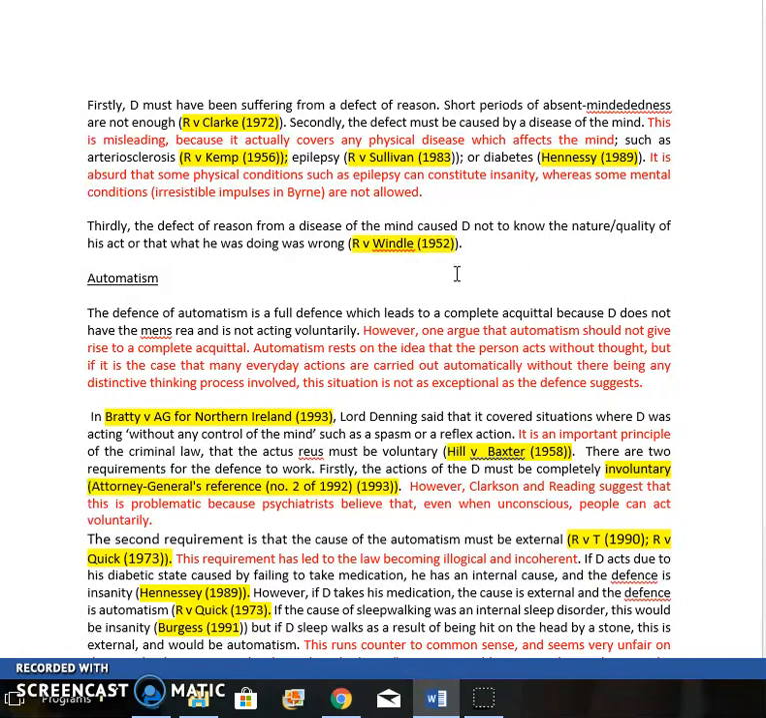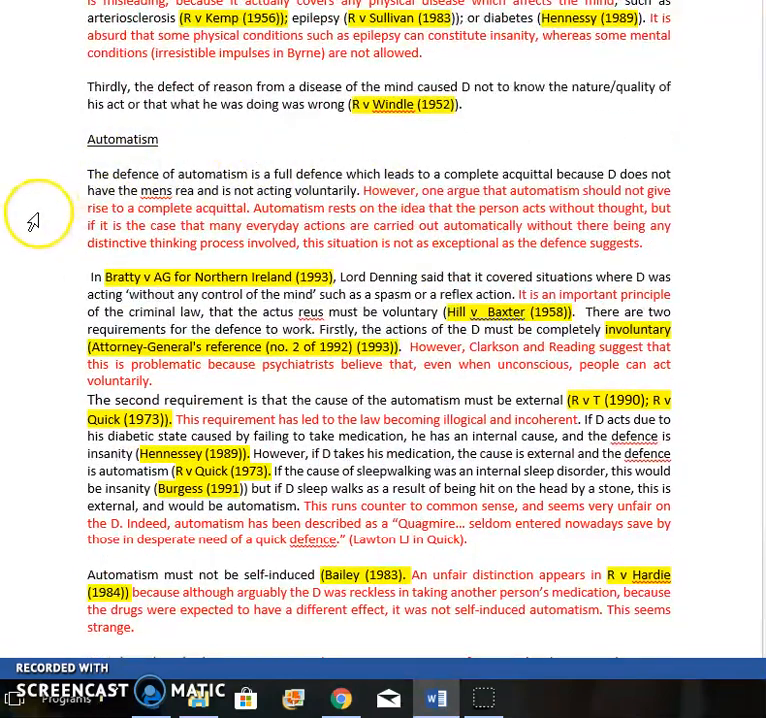I'm now going on to consider automatism. Little introduction here that automatism is a full defence which leads to a complete acquittal. And the reason for that is because the defendant does not have the mens rea and is not acting voluntarily. You could put some criticism in here straight away that some people think that automatism shouldn't give rise to a complete acquittal because the defence is saying that the person's acting without thought. But if that's the case, then actually many everyday actions, such as driving the car, for instance, are carried out automatically without there being distinctive thinking processes involved. So this situation's not actually as exceptional as the defence suggests.